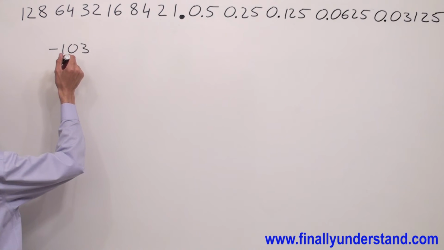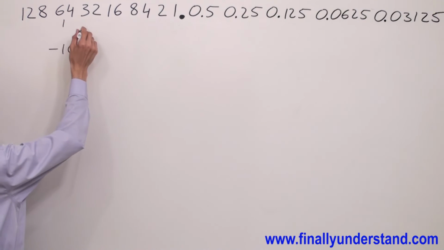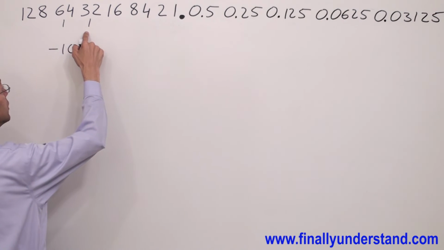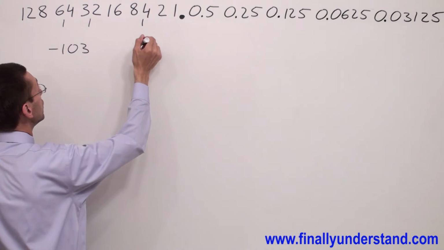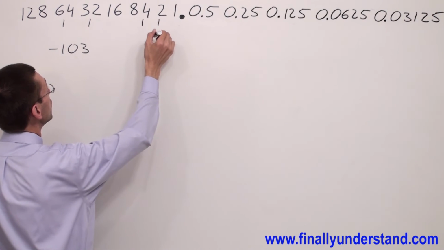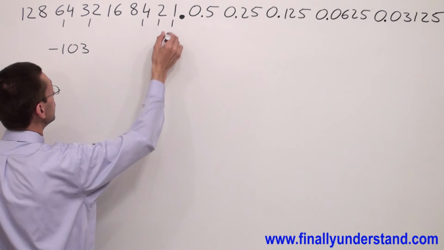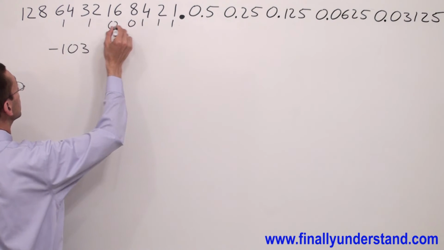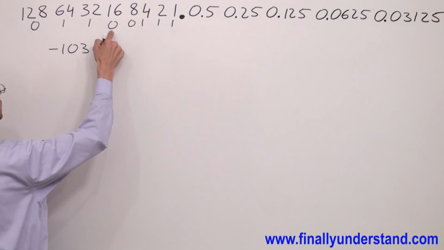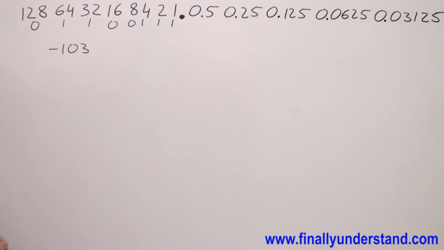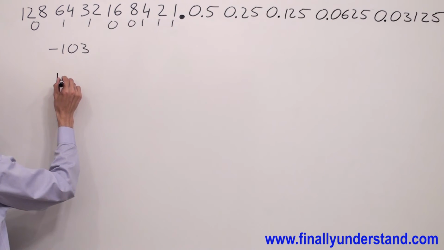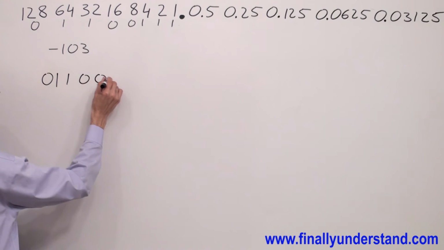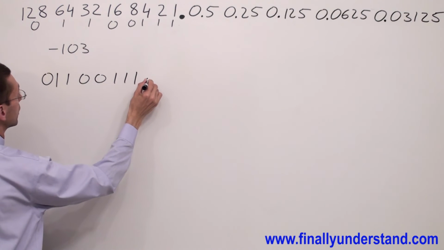103 is going to be built from 64 and 32. 64 plus 32 gives me 96. Plus 4 is going to give me 100. Plus 2 is going to give me 102. Plus 1 gives me 103. I'm supposed to have 8 bits. That's why I'm going to fill up these spaces by zeros. And this is my positive 103 in binary.